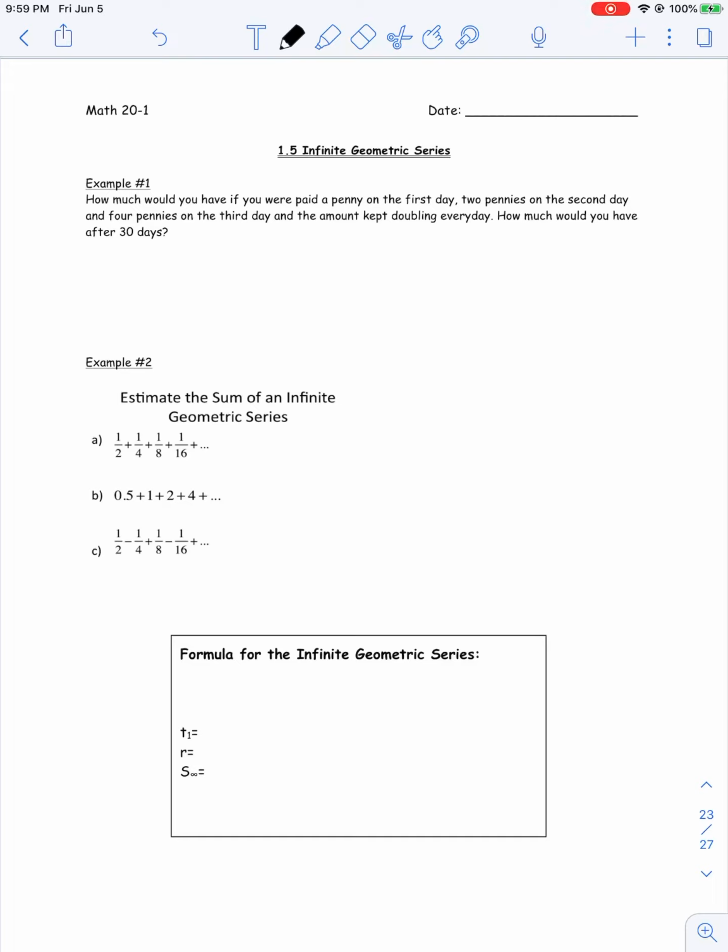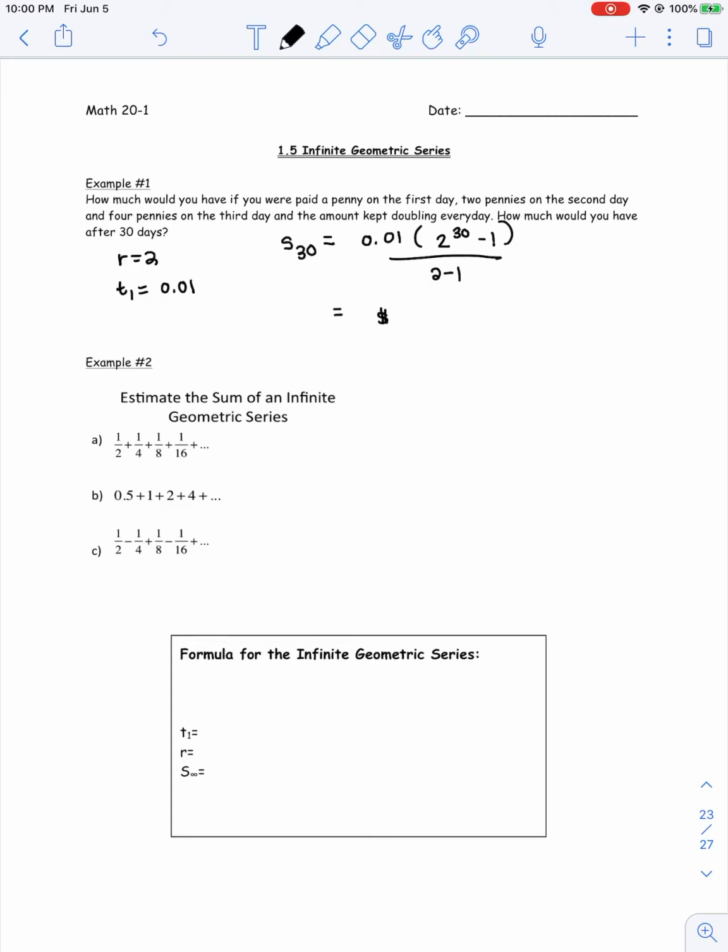So in this example right here, you want to start by finding out your R, which is 2, because that's doubling. And your T1, you start with 0.01 to represent 1 penny. So once you have that, we're going to find the sum of 30 days, how much money would you have? So if I replace your T1 with 0.01, your R will be replaced with 2 to the power of 30, subtract 1 from there, and divide this whole thing by R minus 1.